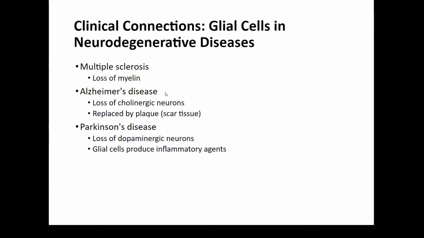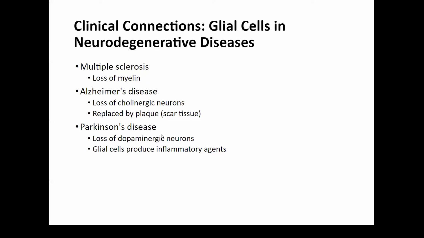Alzheimer's disease is going to be partially due to the loss of cholinergic neurons, and we'll get into what that means as we go into the autonomic nervous system. And it's where these neurons are really replaced by a plaque, which is to say a scar tissue. So that's damage to the actual neurons.